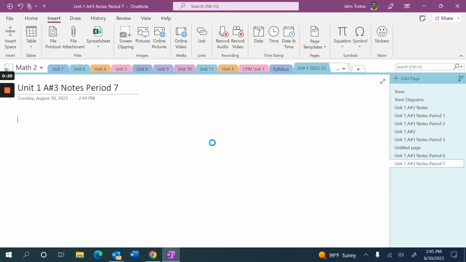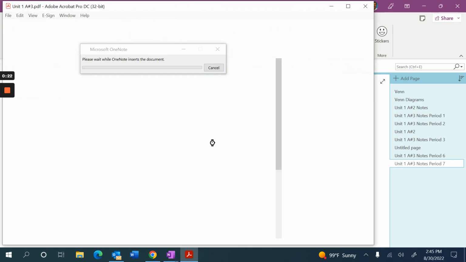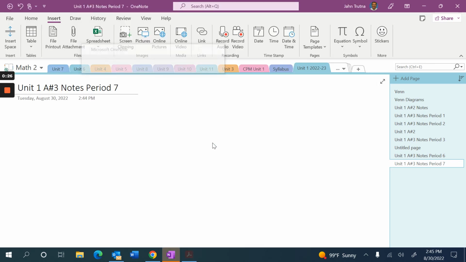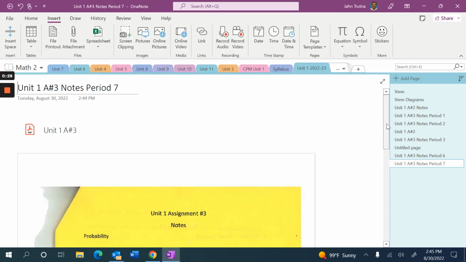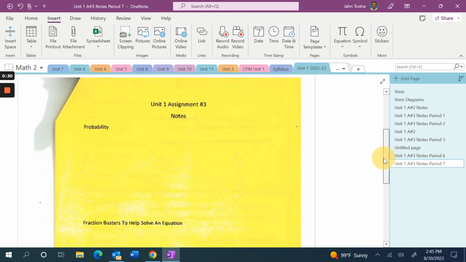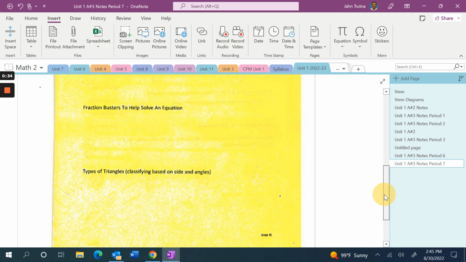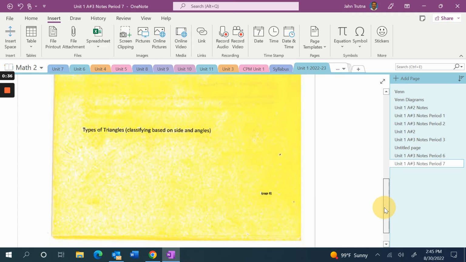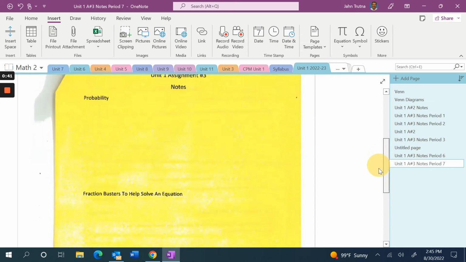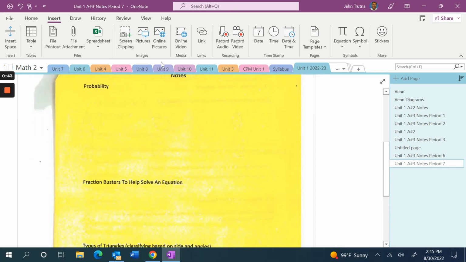We are going to be going over these notes right here, which look like that. So we're going to talk about probability. We're going to talk about a strategy called fraction busters. And then we're going to talk about the different ways to classify triangles. Okay, so probability first and foremost.